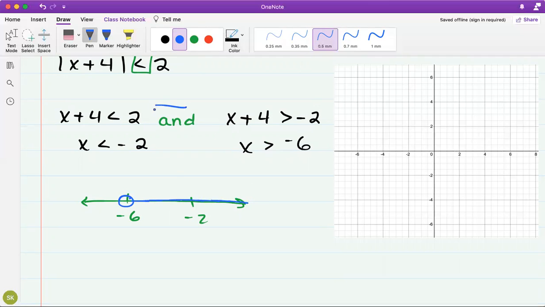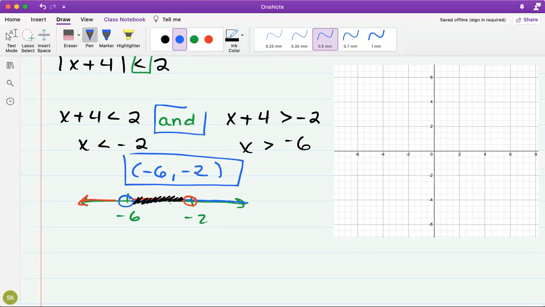But at the same time, because we have the word and, we have to be less than -2. So the idea is when we have the word and, we have to look and see where these two intersect, where we're both blue and red at the same time. And that's right here. Notice that we're not blue and red on the endpoints, it's only in the middle. So the solution to this is from -6 to -2, that's the interval notation. And we put parentheses here because we can't be on the endpoints.